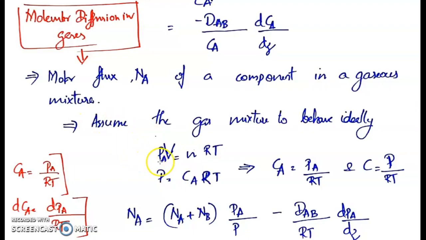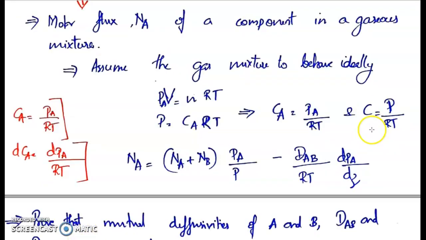So we can write PA into V is equal to nRT. I wrote like this because the general expression is PV equals nRT. So for component A, PA into V is equal to nRT. If we divide V on both sides, we will get PA is equal to n by V into RT, where n is the number of moles and V is the total volume. So n by V is equal to CA. So PA is equal to CA into RT. So from this we can write CA is equal to PA by RT. Total concentration C is equal to P by RT.